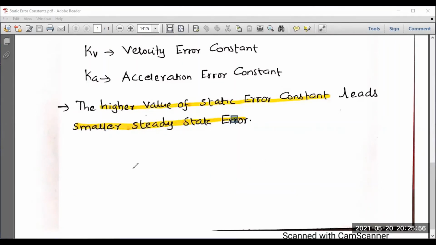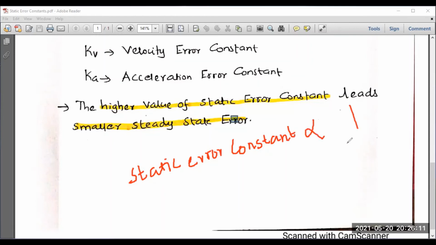The value of the static error constant is inversely proportional to the steady state error. I can write the relation like this. If you maintain a high value of the static error constant, definitely the steady state error comes down. This is a conclusion which we can make from the presentation.